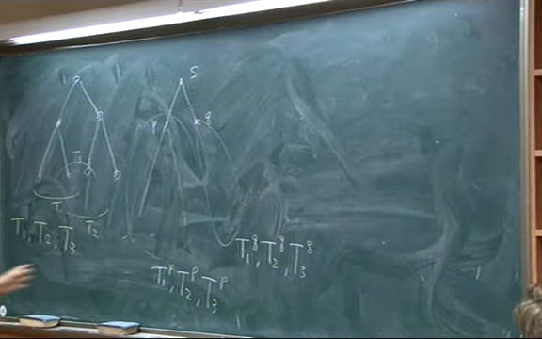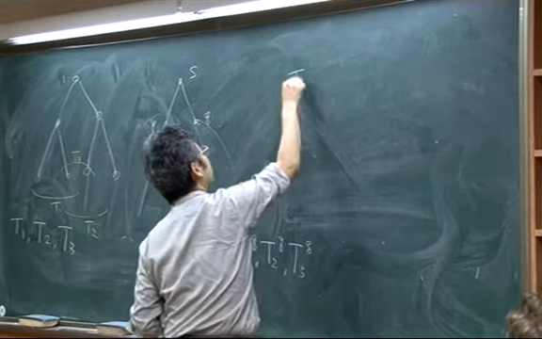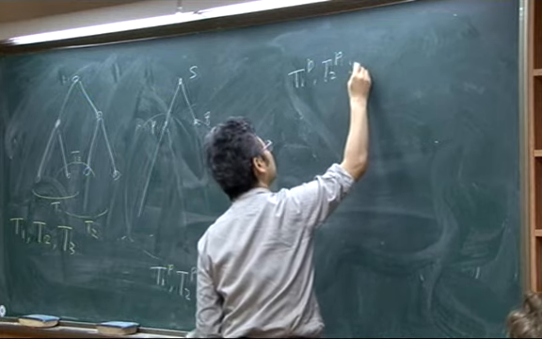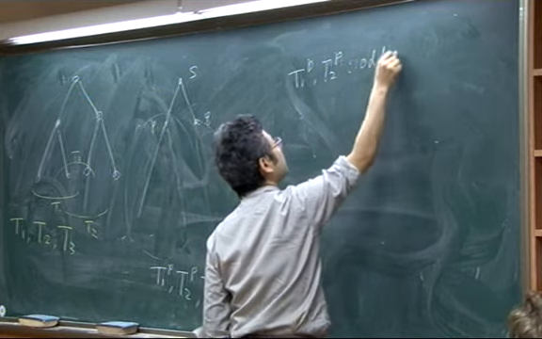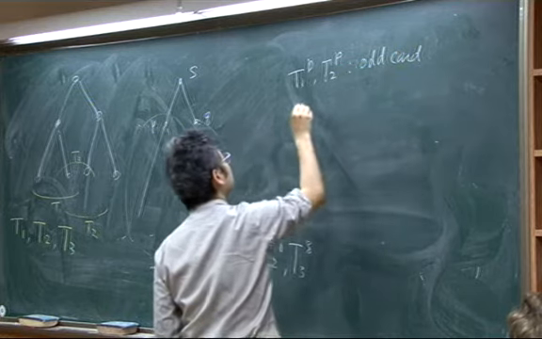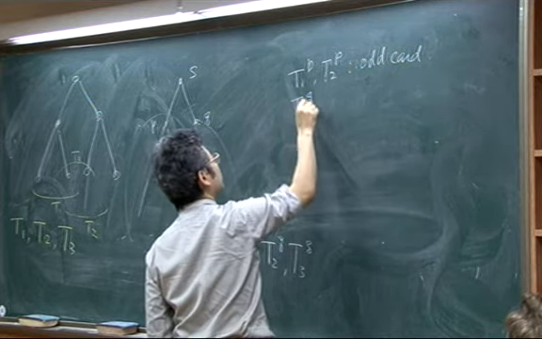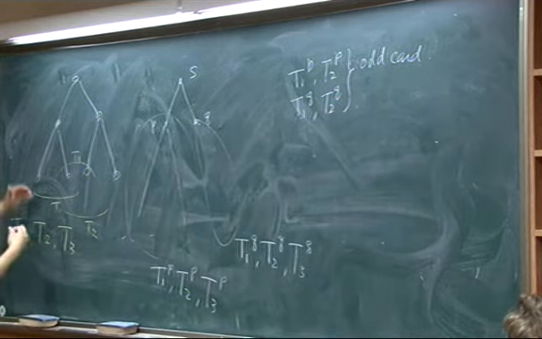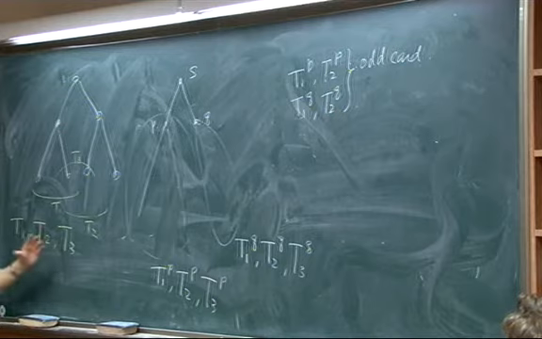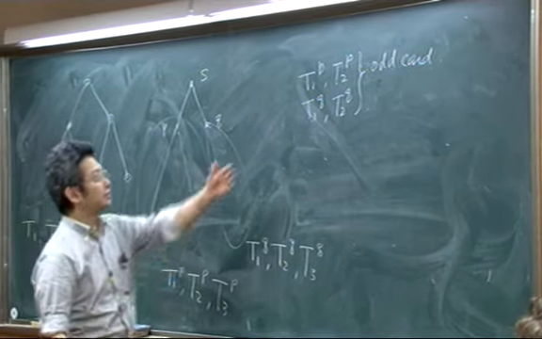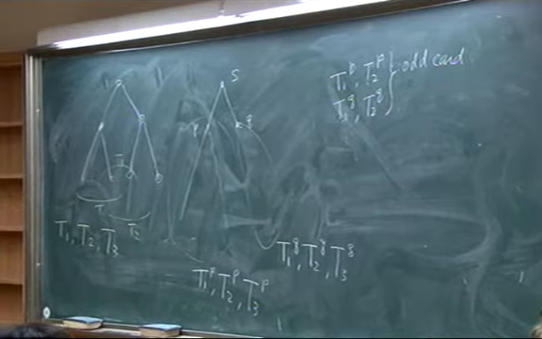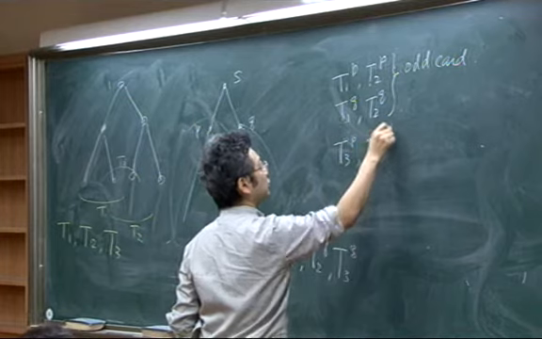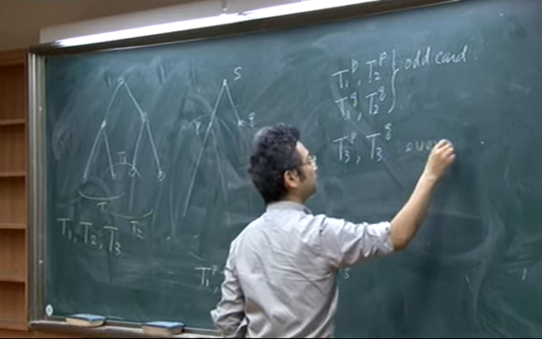I assume here that T1P and T2P are of odd cardinality, and T1Q and T2Q as well. Because if you have these three sets, then we can simply label them so that T1 and T2 are odd cardinality and T3P and T3Q are even cardinality.